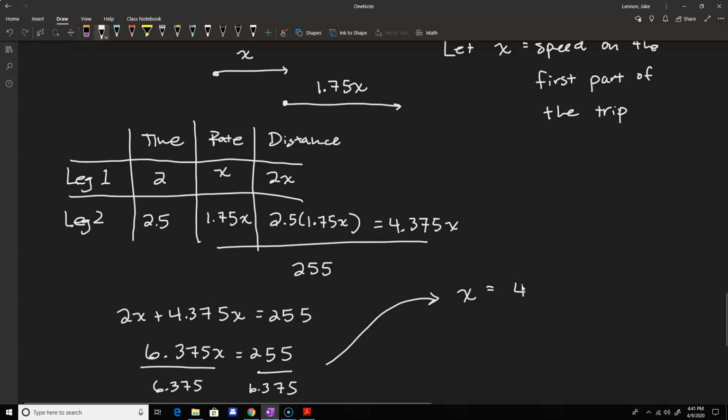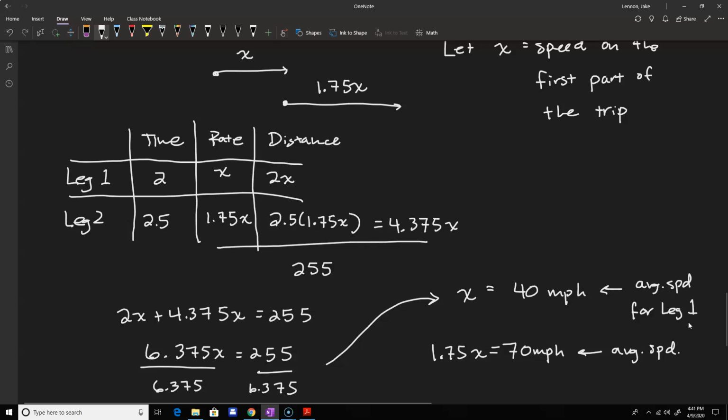So during the congested part of the trip, his average speed was, so let's write that down, average speed for leg 1, the congested part of the journey, and then 1.75x is the, so that should be 70 miles an hour, I think. Yeah, 70 miles per hour is the average speed on the second leg, which was not congested. So the average speed for leg 2.